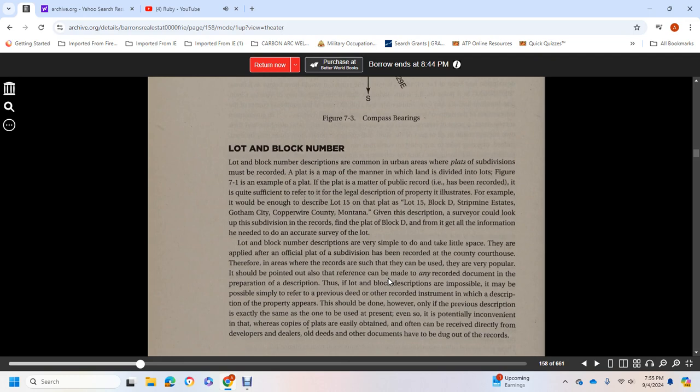If the plat is a matter of public record, it has been recorded. It is quite sufficient to refer to the legal description of the property. For example, it would be enough to describe Lot 15 on the plat as Lot 15, Block D, Strip Mine Estates, Gotham City, Copperware County, Montana. Given the description, a surveyor can look up the subdivision in the records, find the plat, Block D, and from it get all the information needed to do an accurate survey of the lot.